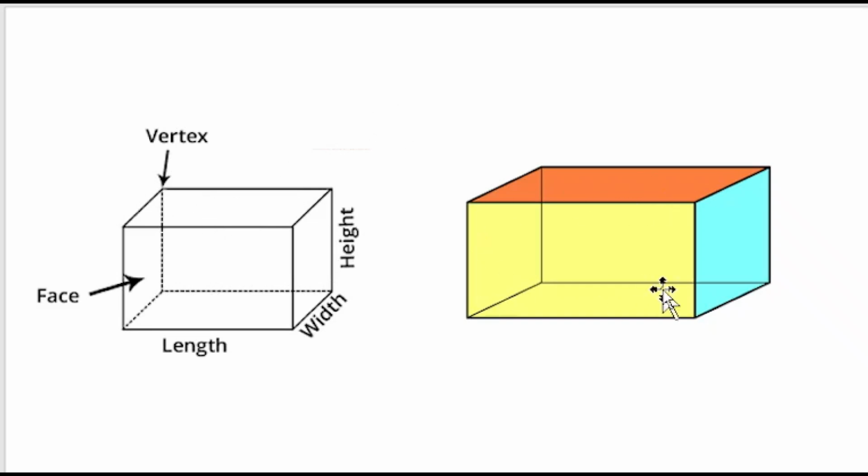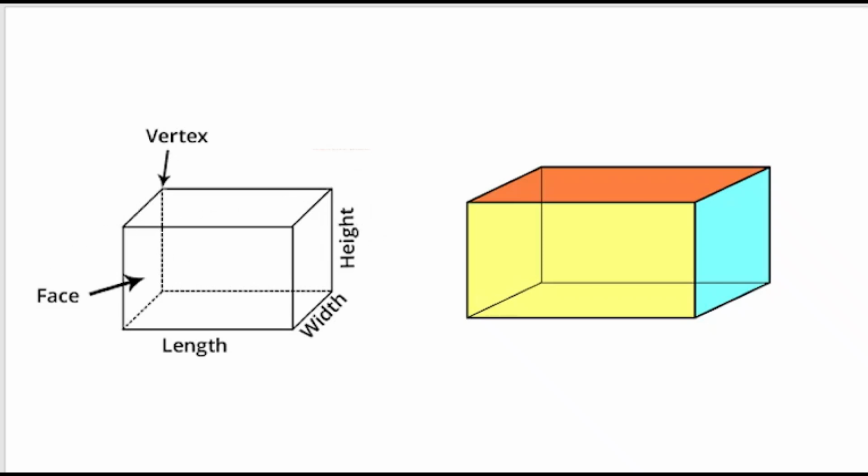Top and bottom. Top is 1, bottom is 1. So 2. Left side and right side 2. That is 2 plus 2, 4. And the back side and the front side 2. So total 6. Take any box and see. It will have a top and a bottom, a left side and a right side, and a back side and a front side. So total 6 faces. And if all the faces are equal, then it would be a cube.